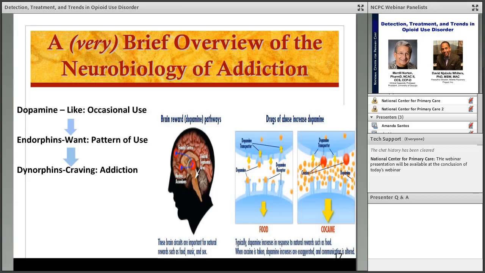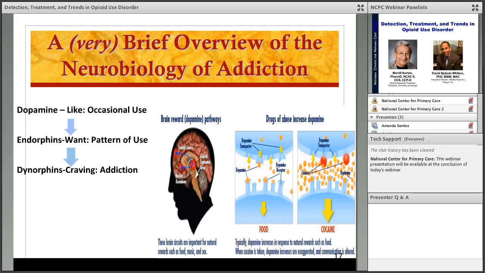So you've got dopamine and endorphins. I like it. If it makes me feel good this time, it's going to make me feel good again and again and again. And then you have the granddaddy, which is your dynorphins. Your dynorphins are responsible for your stress management.